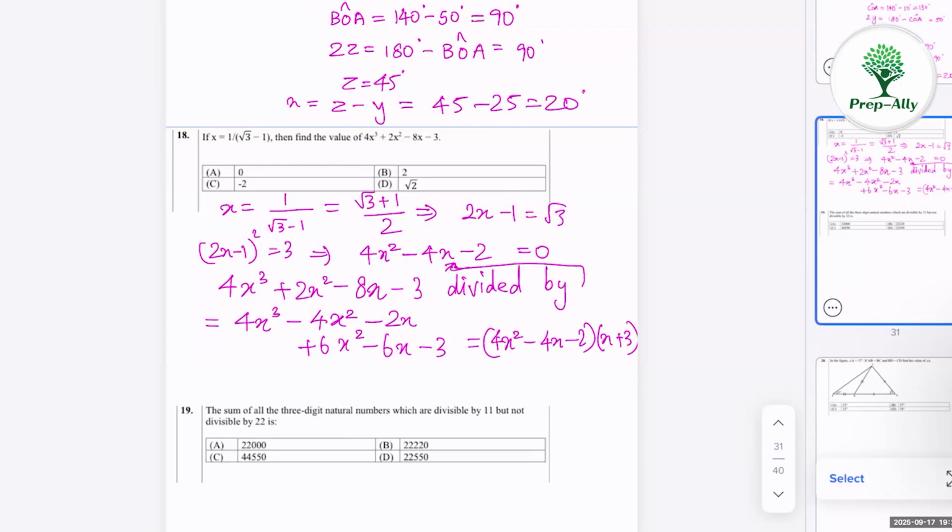But we know if x equal to this, 4x square minus 4x plus 2 equal to 0. So because this is 0, this whole thing is 0 and the polynomial is 0. So value of this is 0. So the answer to this question, question number 18, option A, 0.